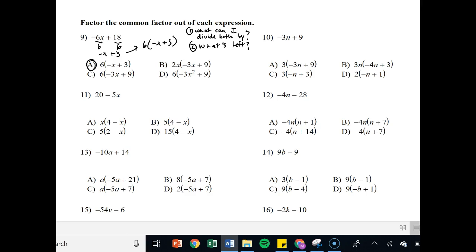So in number 11, what can I divide them both by? I can divide them both by 5. So divide by 5. What am I left with here? I'm left with 4 and a negative x, right? Because negative 5 divided by 5 is really negative 1 or just negative x. So I divided by 5, so 5 goes on the outside. So 5 parentheses 4 minus x is what I'm looking for. And then make sure you close it up. And so B is your answer. If you wanted to do keep change on this, it really would not affect your answer altogether. Like it would still be B.